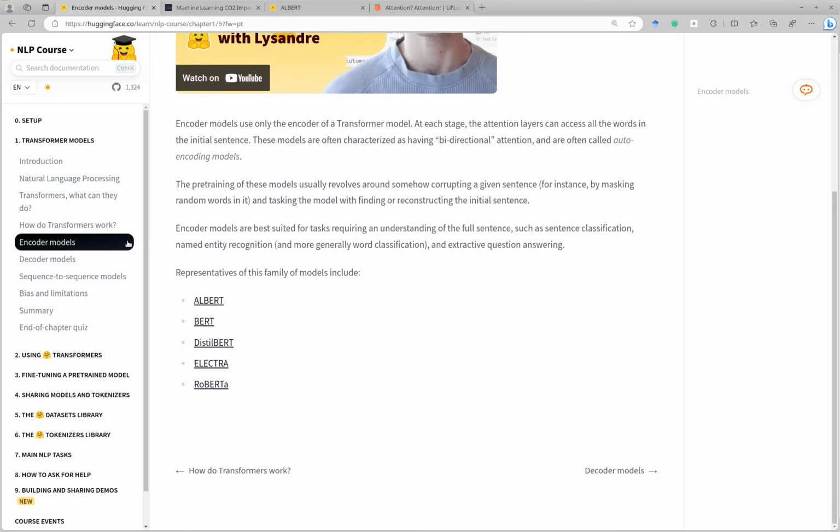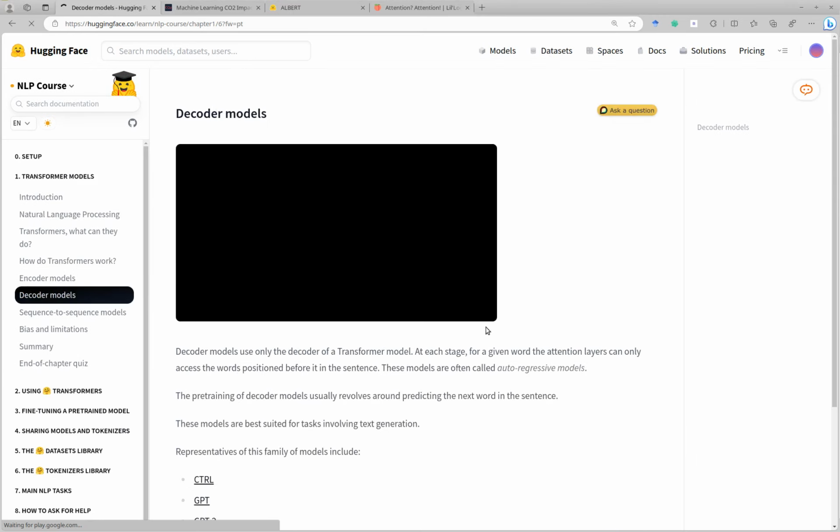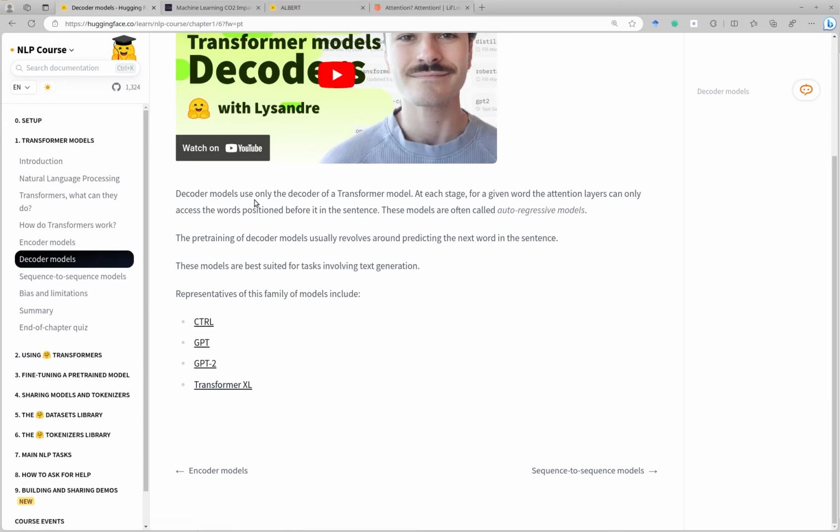And then next we have decoder models. As the name suggests, they only have the decoder part of the transformer, and at each stage for a given word, the attention layer can only access the words positioned before it in the sentence. What we did is that we stop the model from looking into the future words by masking them, and those models are called auto-regressive models, and they generate new words or tokens depending upon the previous tokens.